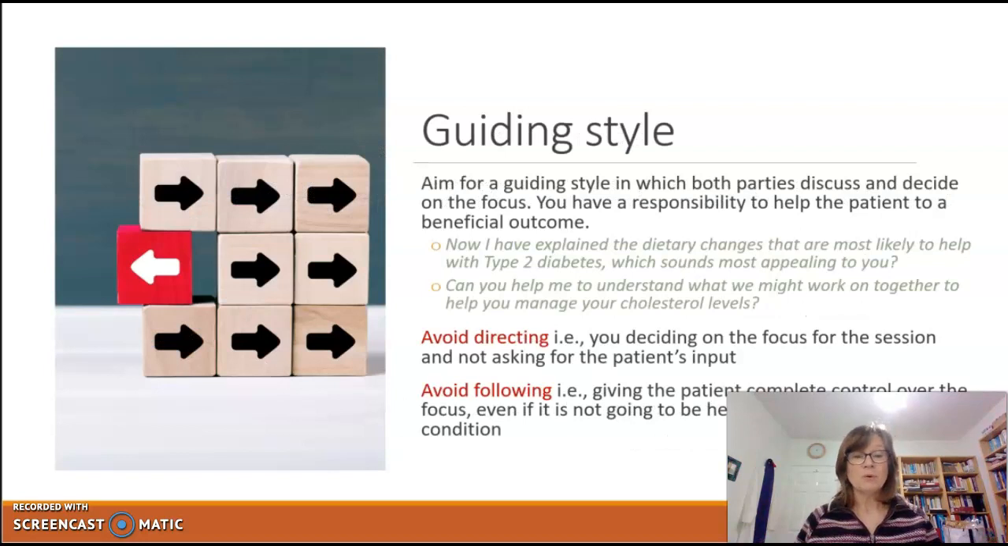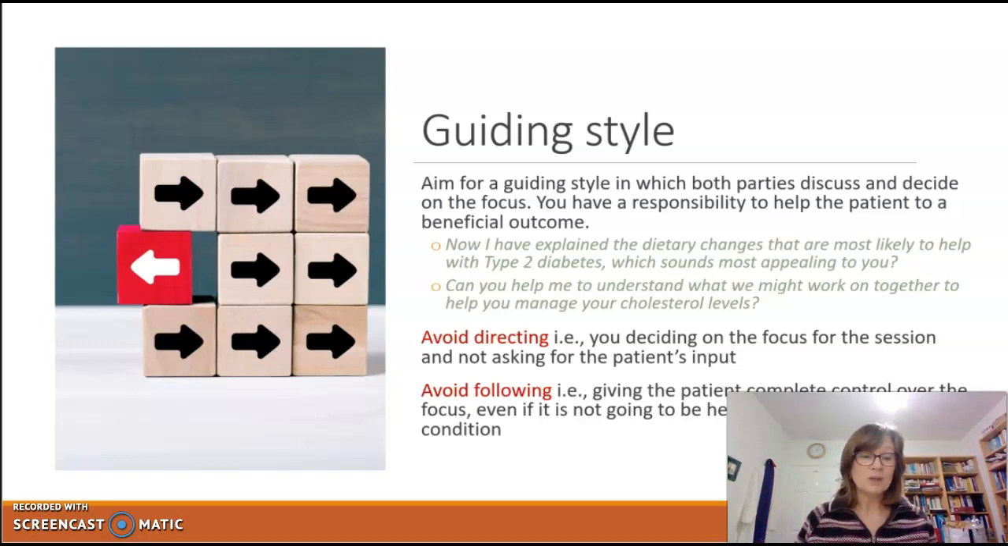So what we're going to be looking for is a guiding style. And this terminology comes from the motivational interviewing world. So we, as two parties in the conversation, are going to discuss it. We're going to decide on the focus together. You have a responsibility to help the patient to that beneficial outcome. So it might be that you're explaining a medical condition and how diet links to it. You know, what sounds most appealing of those aspects of dietary change to that person? You know, can you help them to understand what we might work on together to help you manage your cholesterol levels? So just examples there.